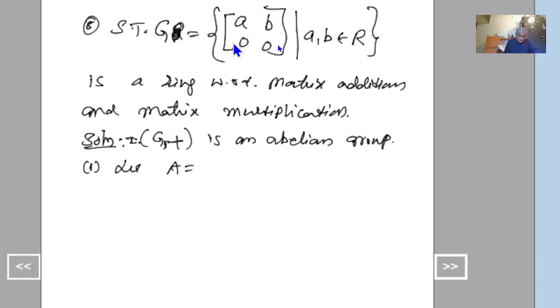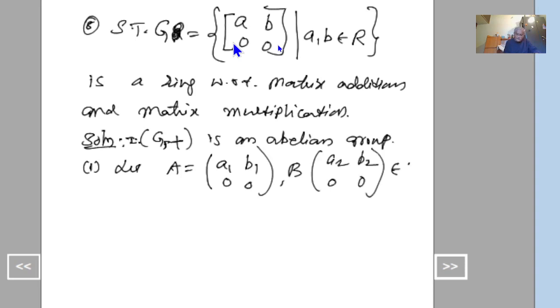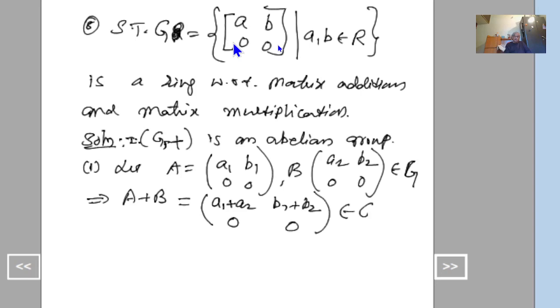Let A equal to the matrix [A1 B1; 0 0] and B equal to the matrix [A2 B2; 0 0] belong to the set G. What this implies here is A plus B is of the form [A1 plus A2, B1 plus B2; 0 plus 0 is 0, 0 plus 0 is 0]. This belongs to G. So closure law is satisfied. Closure law holds.